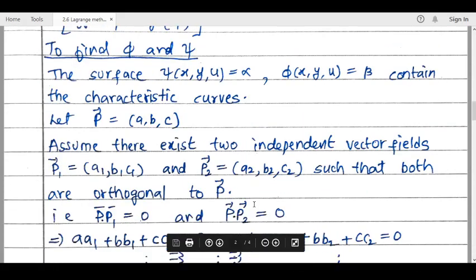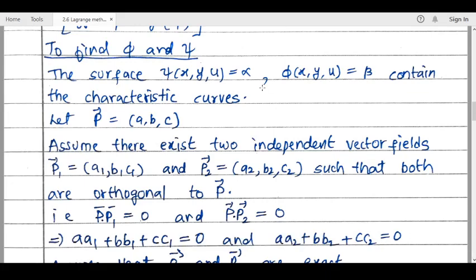Now we have the surfaces psi equal to alpha and phi equal to beta, and we are assuming that it contains a characteristic curve. Let us denote the vector p by (A, B, C). A, B, C are the direction ratios of the given problem, which determine the characteristic curves. So we have p, which can be found from the problem.